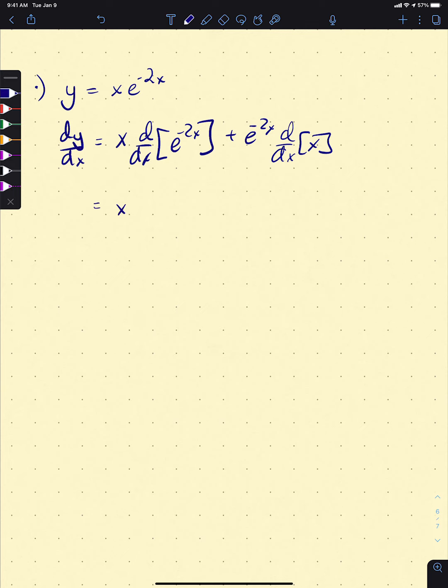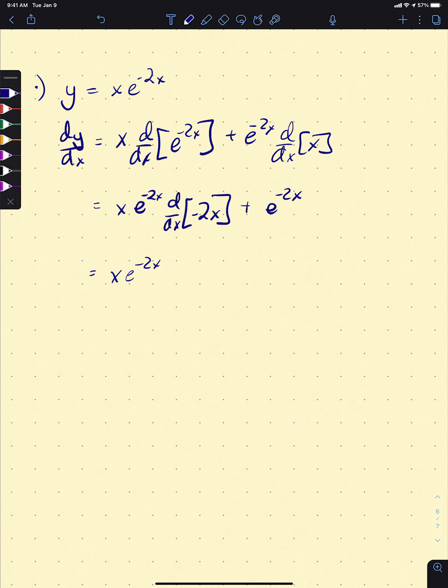Then from here, what's our derivative of e to the minus 2x? Well, we're going to get e to the minus 2x times the derivative of minus 2x. Then we're going to add to that the derivative of x, which is just 1, so e to the minus 2x. Then from here, as we continue simplifying, x e to the minus 2x. The derivative of minus 2x is just going to be minus 2.